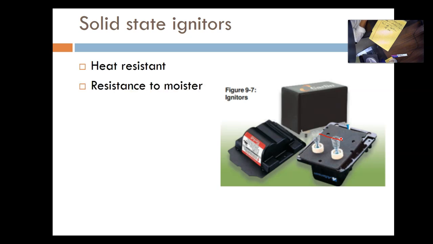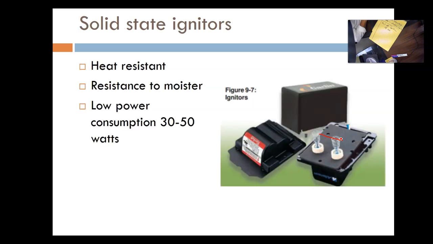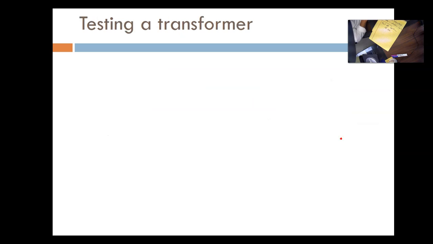They're heat resistant. They have resistance to moisture. They use lower power, from 30 to 50 watts. So that makes them a little bit more efficient, and they produce more voltage. However, as I said, there's an ongoing issue with them breaking more often than transformers.